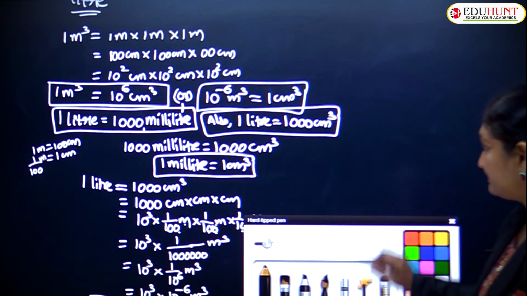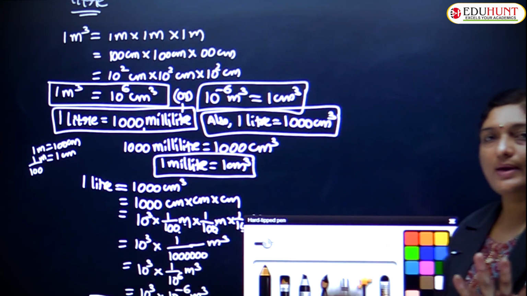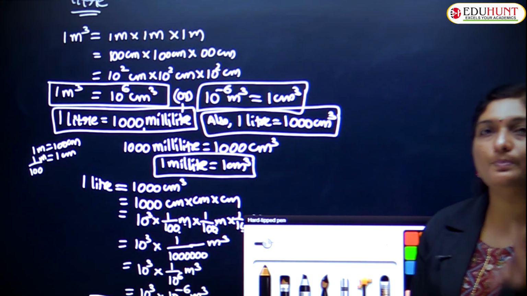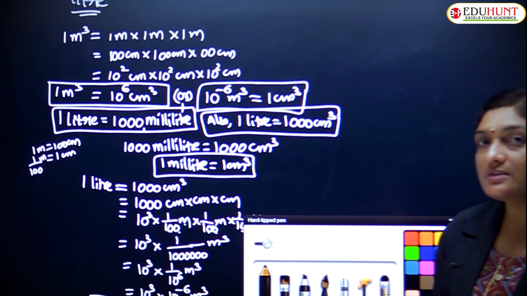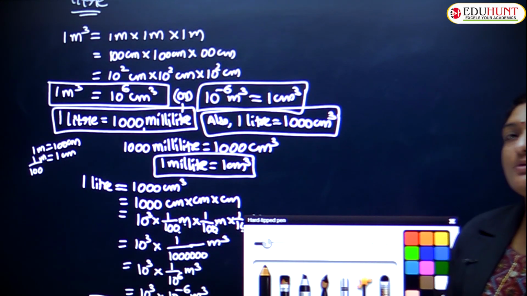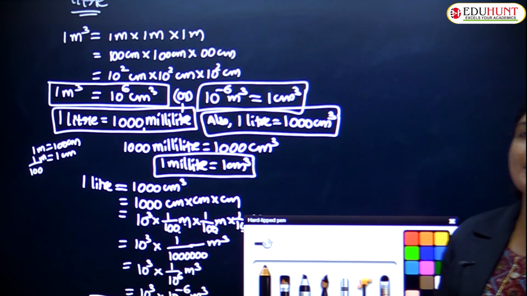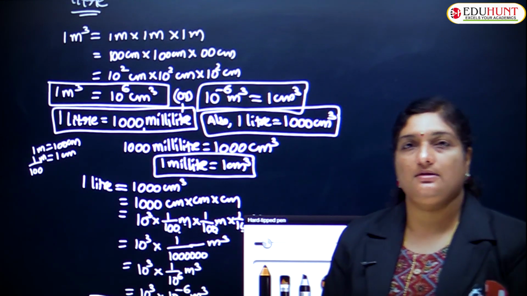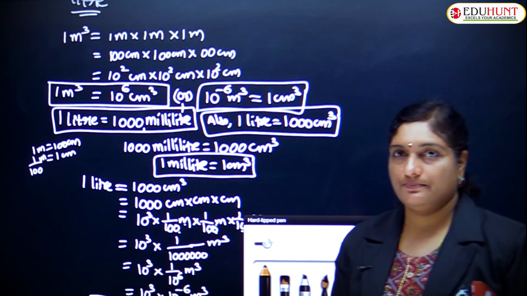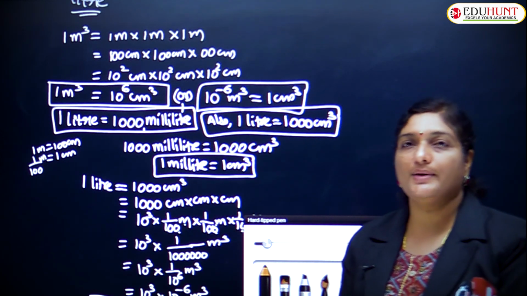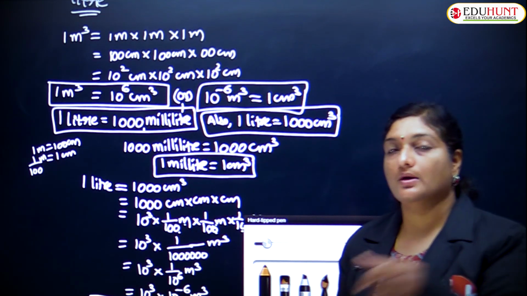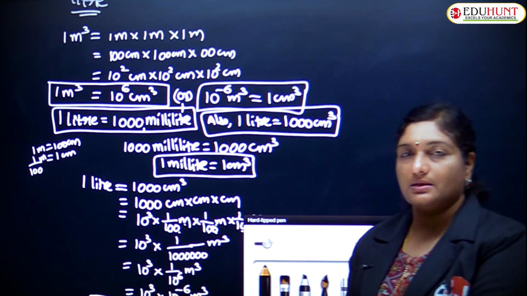Let us recall back. What are the things we have discussed so far? What is volume? Volume is nothing but the amount of space occupied by a substance. The SI unit for volume is meter cube, read as cubic meters. The CGS unit, or another smaller unit of volume, is centimeter cube or cubic centimeters. Next, the volume formula: length into breadth into height. If it is given in meters, meter into meter into meter, meter cube. If in centimeters, centimeter into centimeter into centimeter, centimeter cube.